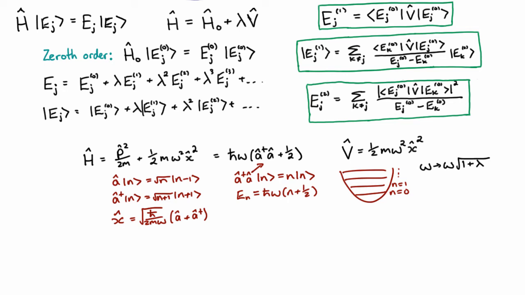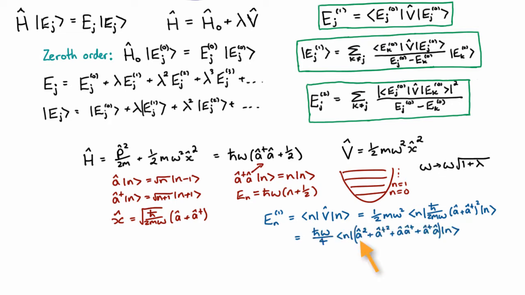Okay, so let's do it. Let's calculate the first order shift of the nth level. And we can just use this formula directly. Now we have to expand V in terms of things that act naturally on N, which is A's and A daggers. Now it's important not to change the ordering of these when we expand out the bracket.